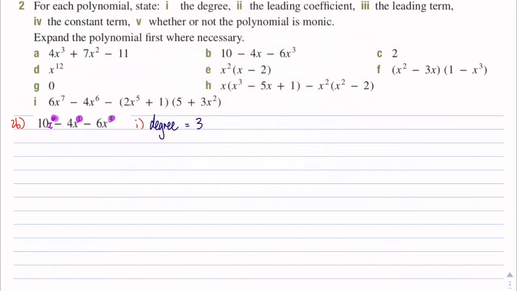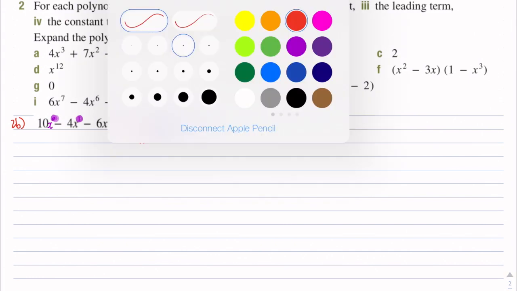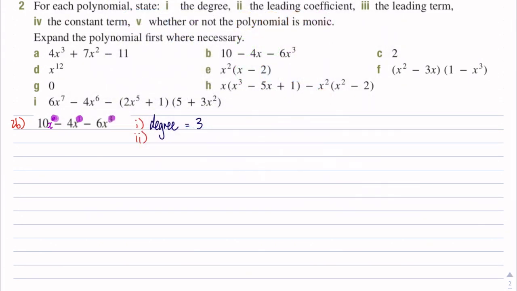For number 2, the leading coefficient is always the coefficient, the number in front of the highest power. So here it would be -6. Okay, number 3, the constant term, the term without an x, or with the x to the 0, that's 10.